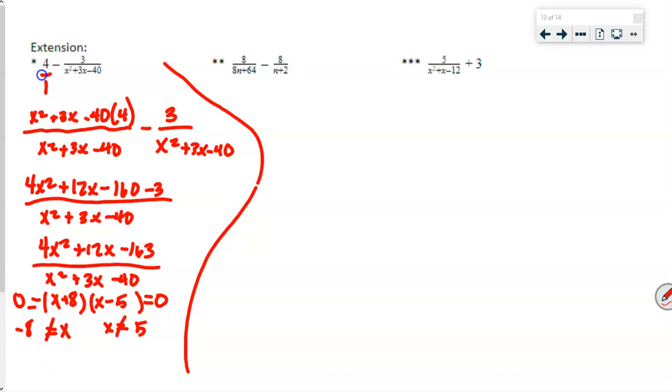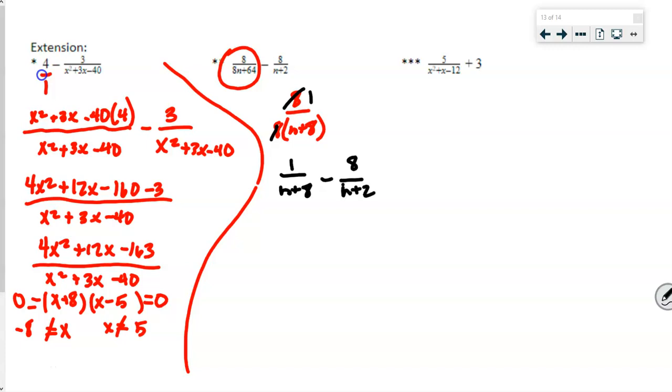So this problem right here looks to me like it can be reduced before we even begin. Because 8 over 8 times n plus 8, won't those 8s cancel out, y'all? And we're left with 1 here. And that's going to make this problem a little easier. So it's going to be 1 over n plus 8 minus 8 over n plus 2.